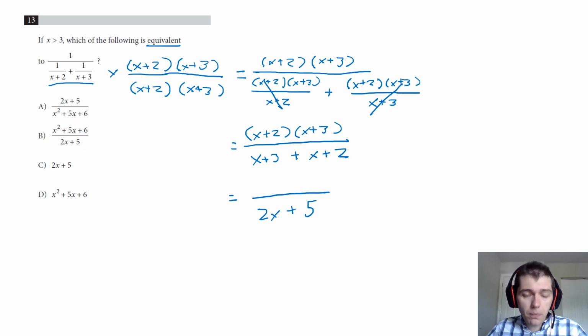But if you wanted to be 100% sure and finish out your problem, you can do the multiplication on the numerator and go with x squared plus 2 times x plus 3 times x, and you will have 5x plus 2 times 3 is 6. And you see that that does indeed match the numerator in B, and so we can be confident that our answer is B.